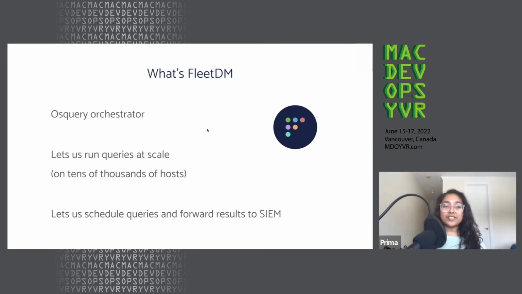FleetDM is the OS query orchestrator, and it lets us run all of these queries that OS query runs, but at scale. So you can run the query on tens of thousands of hosts at the same time. It also lets us schedule queries, and additionally lets us forward these scheduled query results into the SIEM of your choice. So that's a little bit about FleetDM, and the tool is definitely a leader in the space that it's been operating in. Very well maintained, and the open source community around it is so awesome as well.